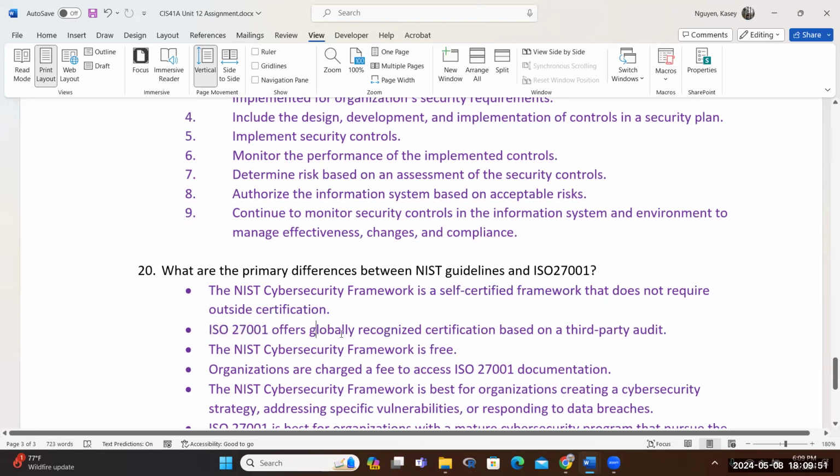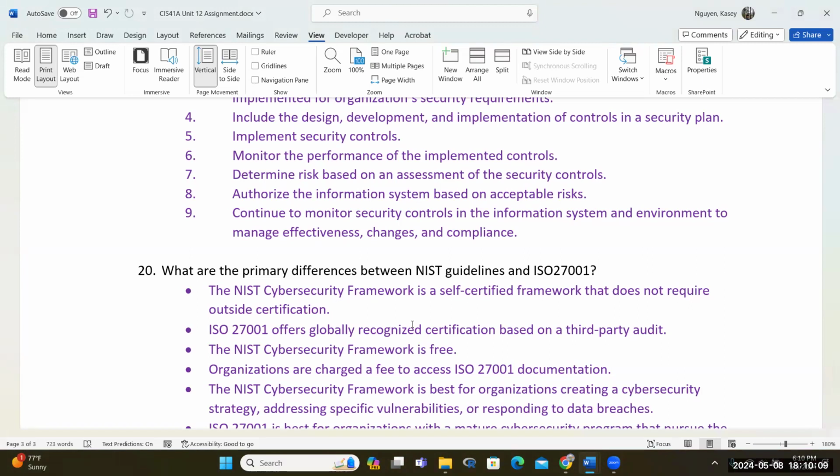So that's going to give you global-based guidelines. So here are the differences. The NIST framework is a self-certified framework, but it does not require outside certification. That means that once you certify the company with the NIST framework, the company has met a certain requirement for the NIST framework, right? Like we get recognized that we are doing something correctly for cybersecurity, at least at the recommendation level.